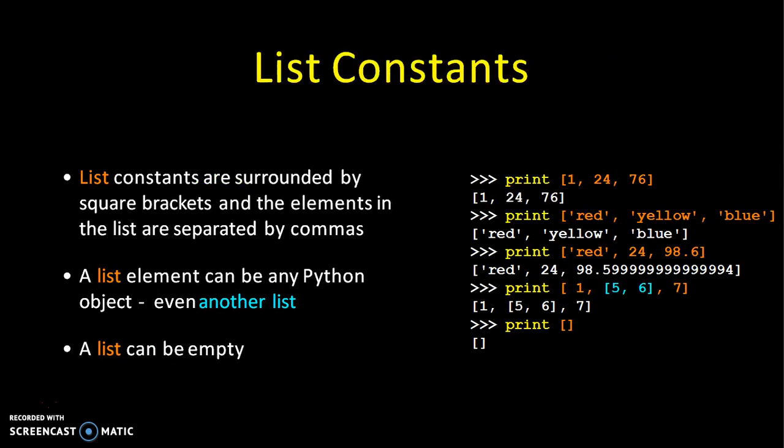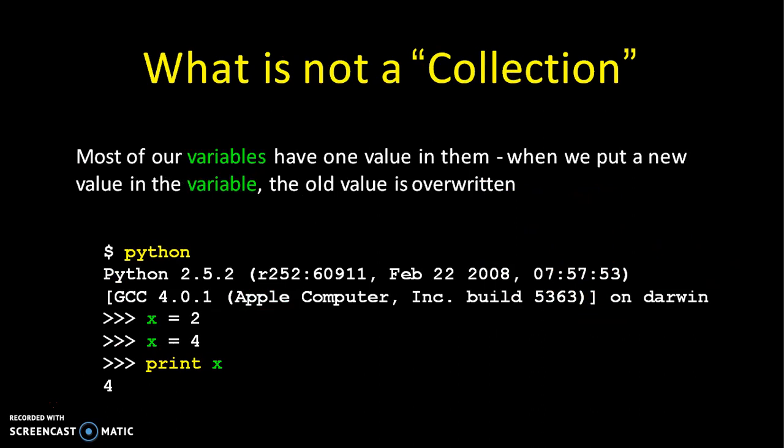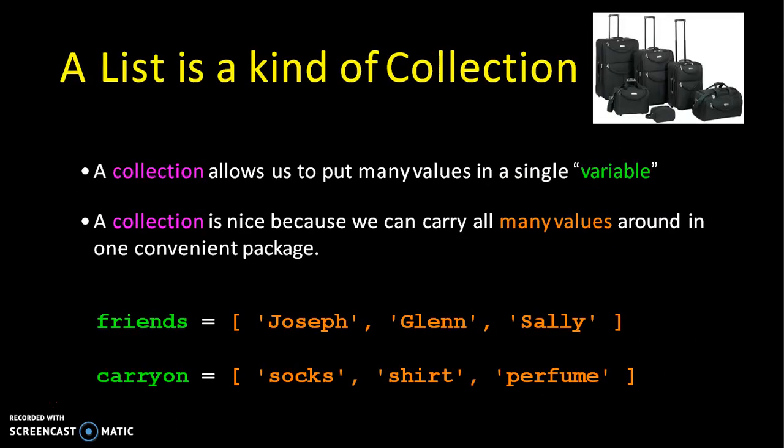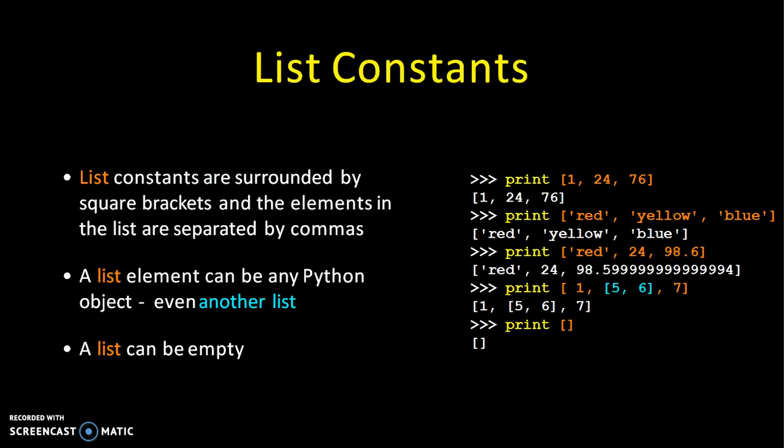Now the list constant. As I said, all the elements, all the values available inside a list are called elements. We can also call them constants. Those constants are surrounded by square brackets. To define a list, for example, we have a list variable friends, an equal symbol, and inside the square brackets we have the values Joseph, Glenn and Sally.